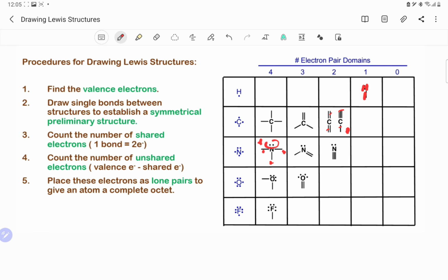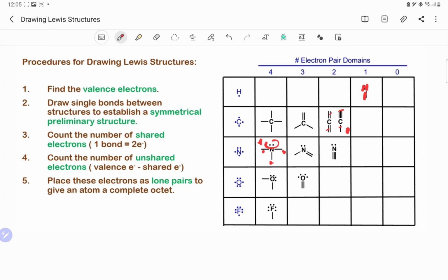So here are the steps in drawing the Lewis structures. Number 1, you need to find the valence electrons, and number 2, you need to draw a preliminary structure that is symmetrical and draw single bonds between the atoms. Okay, and number 3 is that you need to determine the shared electrons. The shared electrons are the bonds, okay, single bonds based on the preliminary structure that we drew. And take note that one single bond is equivalent to 2 electrons.